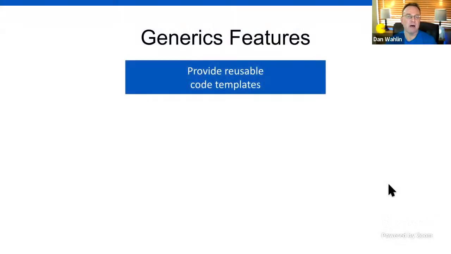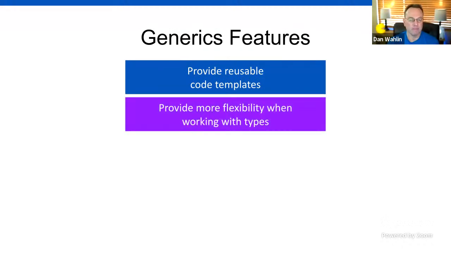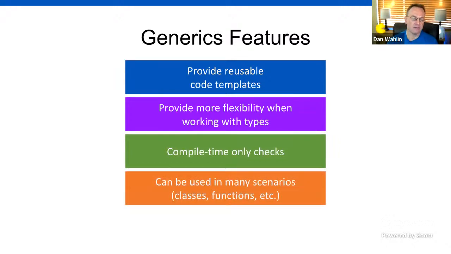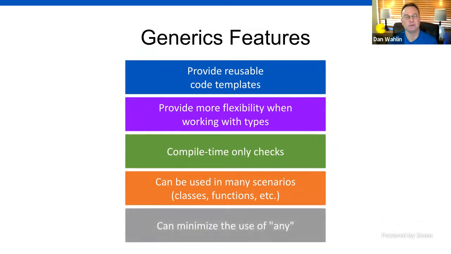All right, so to wrap up, generics then provide reusable code templates for data types. They basically provide a way to add some flexibility for those data types. They're compile time only. Again, 0 calories, taste great, you could say. And they can be used in many scenarios. You can use generics with classes, you can use them with functions, you can use them with arrays. There's lots of scenarios where you might use them.